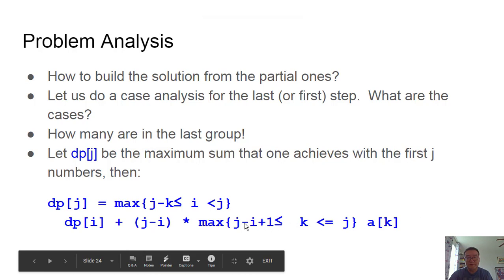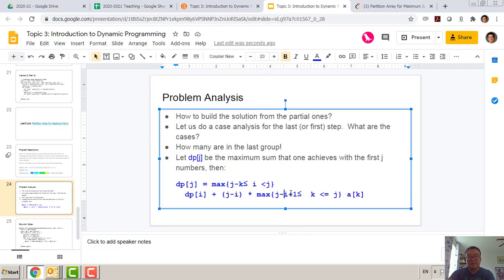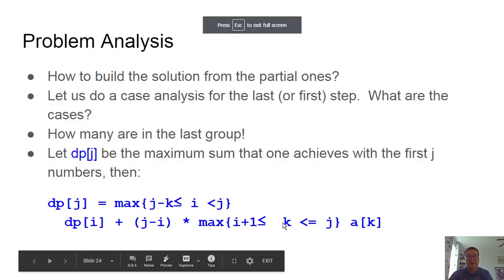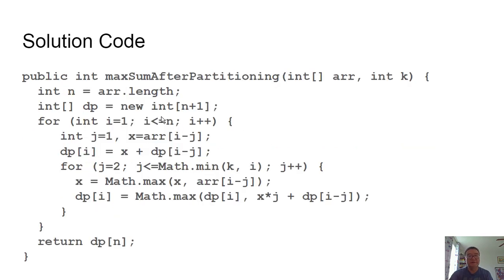So k goes from i plus 1 to j. So we can find out the biggest element in that group, and this will be multiplied by the size of the group. And this is my code for this problem. It's pretty short. Essentially just implementing the logic. I think you can all figure this out based on the understanding.